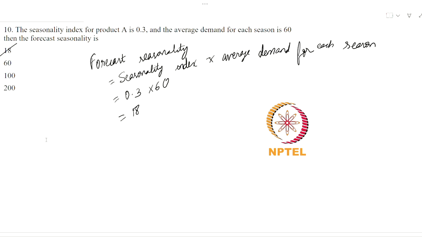Now we also discussed forecast seasonality. Forecast seasonality is the seasonality index times the average demand for each season.